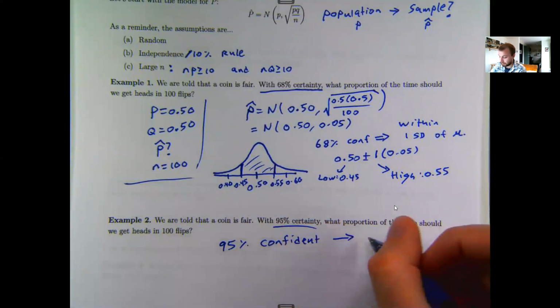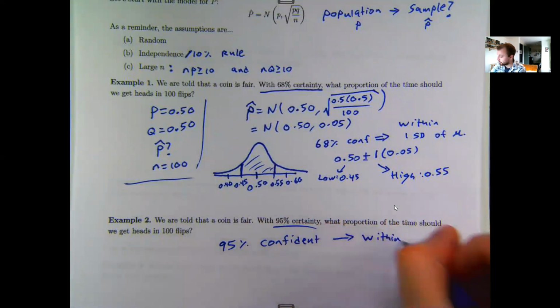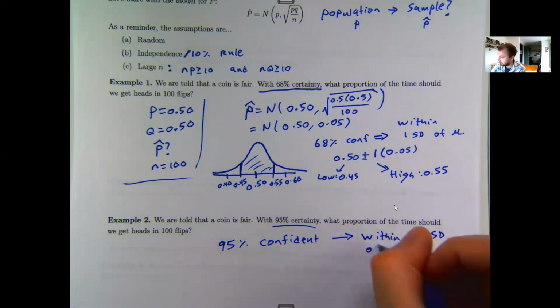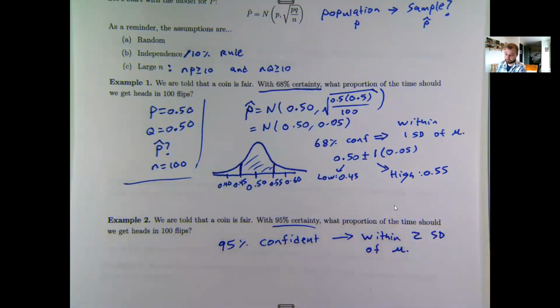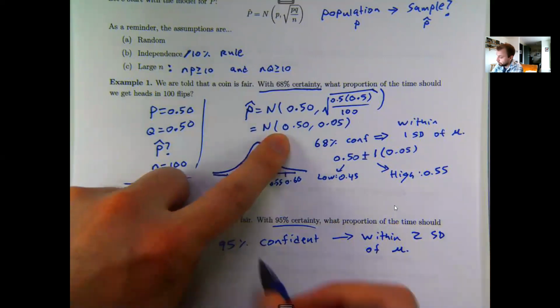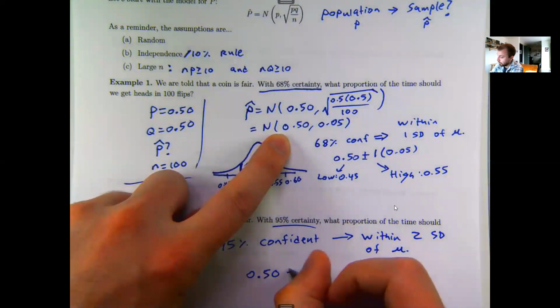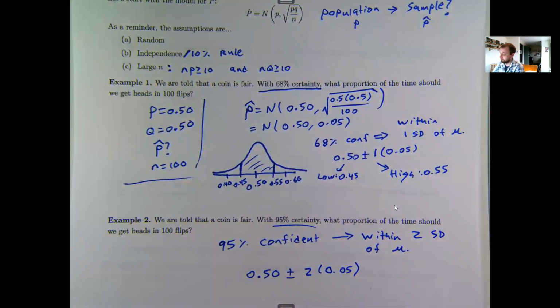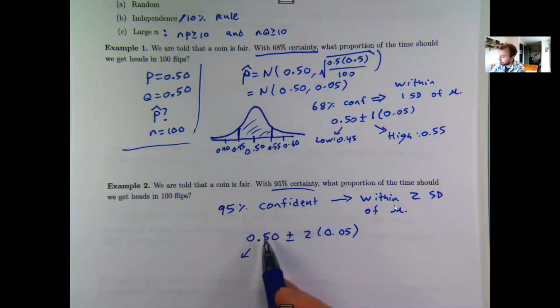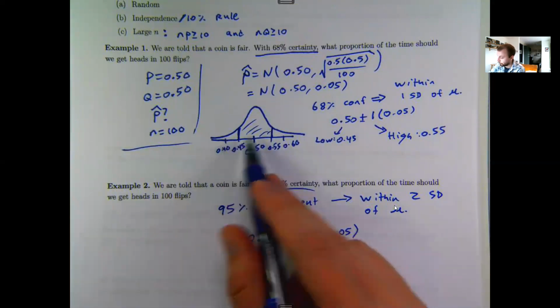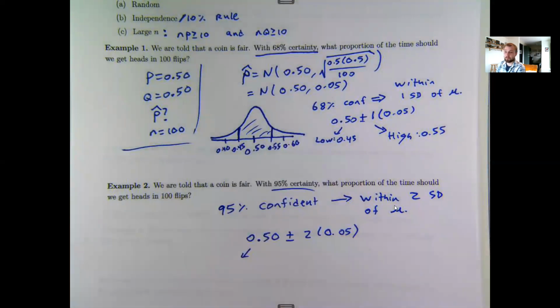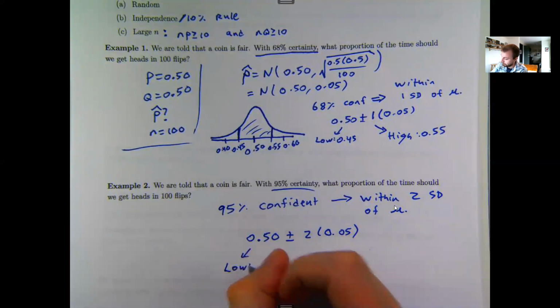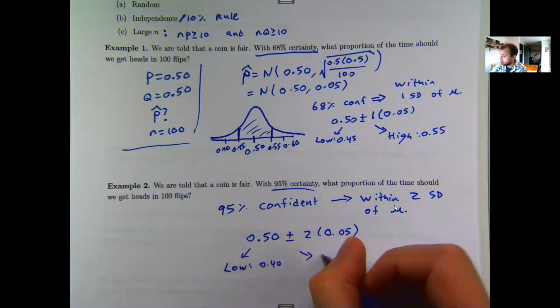I'm creating intervals that I am confident in. This would be within 2 standard deviations of the center. So I'm going to go from the middle, 50%, and I'm going to go up and down 2 of those standard deviations. This is going to give me a low value of, and I can actually see it on the graph too, 1, 2 tick marks down is 40, 1, 2 tick marks up is 60, or from the formula, 2 times 5 is 10, so I have 50 minus 10, 40, 50 plus 10, 60. Looks like I have an interval from 40% to 60%.